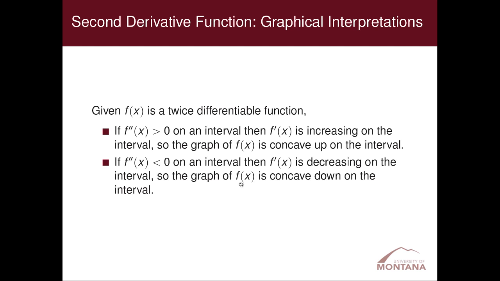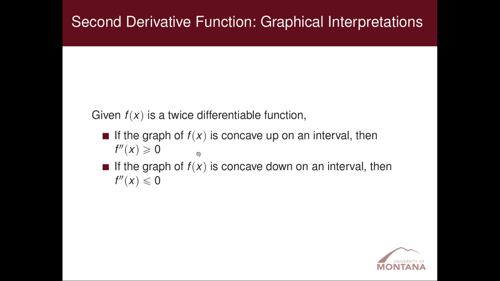This is a reversible implication, so you can actually do this the other way. If we have a twice differentiable function and the graph of f of x is concave up on an interval, then we actually know that the second derivative will be greater than 0. If the graph of f of x is concave down on an interval, then the second derivative is less than 0. So it's a two-way implication if it works both directions.